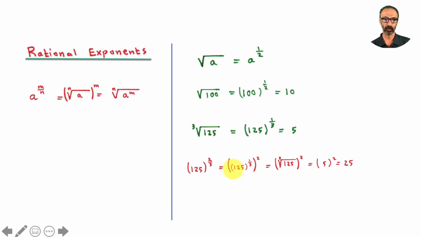And the cubic root, which we just talked about, of 125 is 5. After that, square it, and the answer is 25. Let's do a different fraction, not 2/3, this time 3 over 2.